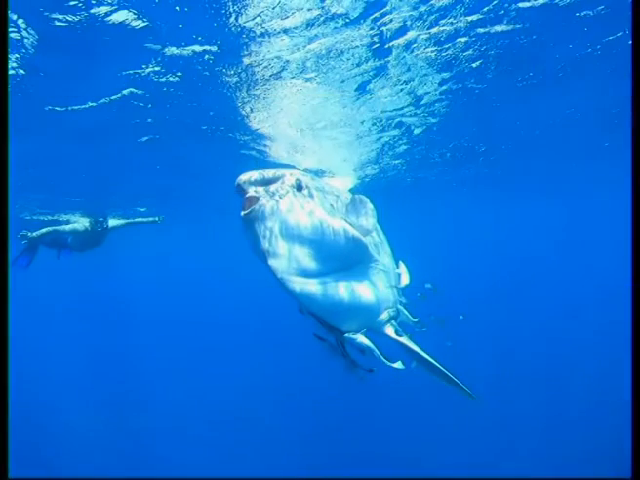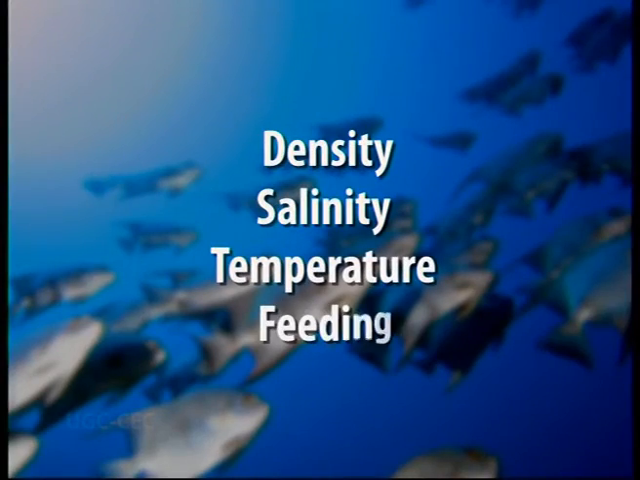What is the distance, speed and duration of migration? This varies according to the environment in which the fish is traveling during the course of migration. It depends upon the density of the water, it depends upon the salinity, it depends upon the temperature, it also depends upon whether the fish has to feed during the course of migration.